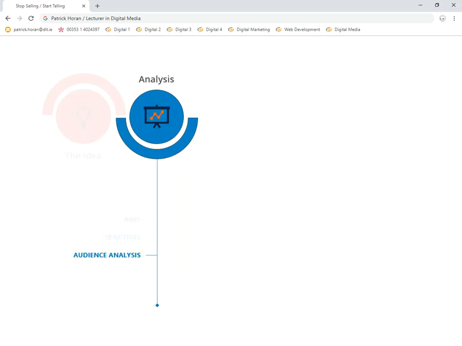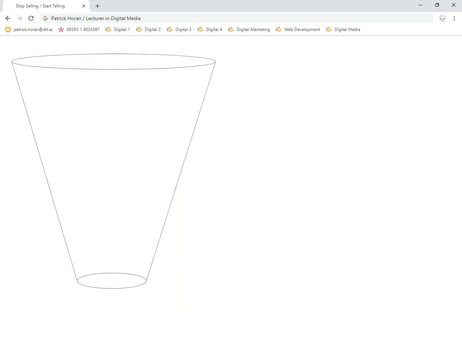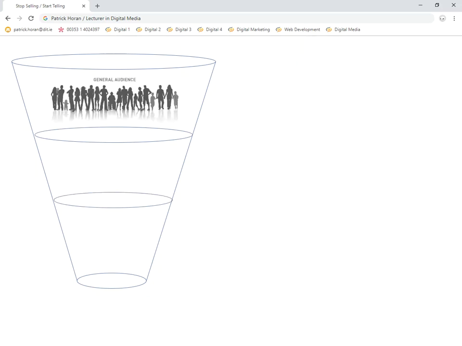So we're still part of the analysis phase, and we're after dealing with aims and objectives, and we're moving on to the audience analysis. So as I said, it's all about trying to narrow our audience down from the general audience, which is just everybody, okay, down to exactly who we're trying to target, and trying to understand who they are, what they're interested in, where they're located, all of these different things.